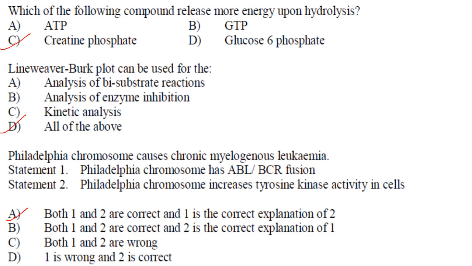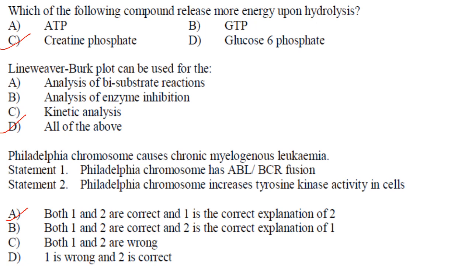The next one. Which of the following compound releases more energy upon hydrolysis? So it is creatinine phosphate that releases more energy upon hydrolysis. Answer is option C, not ATP. Then Lineweaver-Burk plot can be used for analysis of bisubstrate reaction, analysis of enzyme inhibition, kinetic analysis. It can be used for all these three analyses. So answer here is option D, that is all of the above.